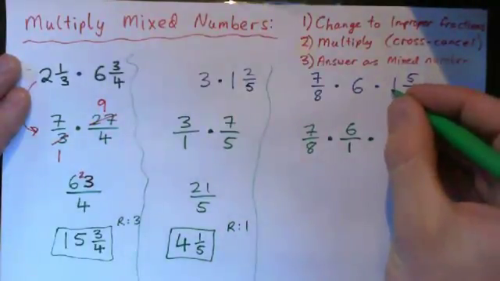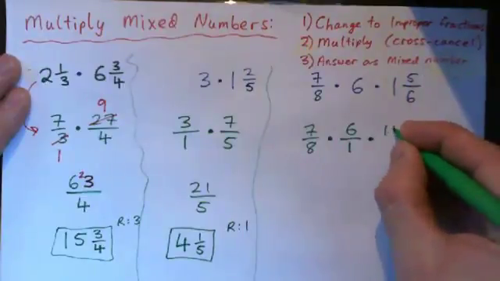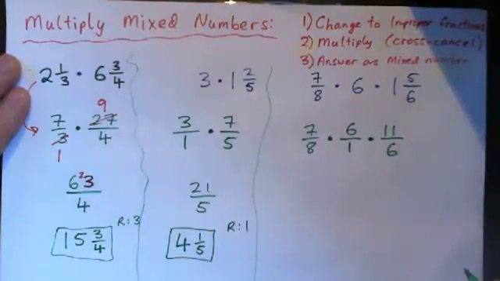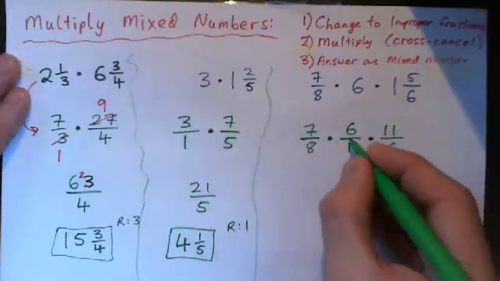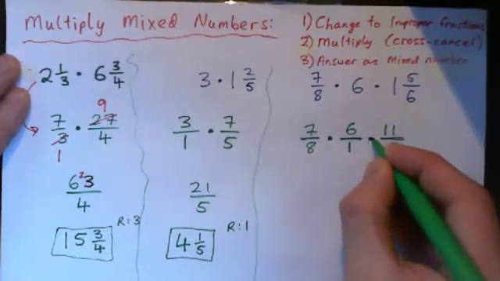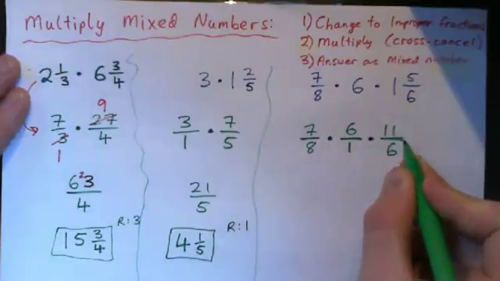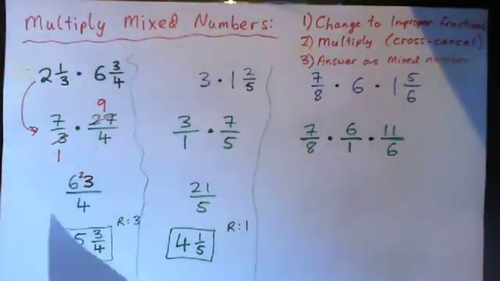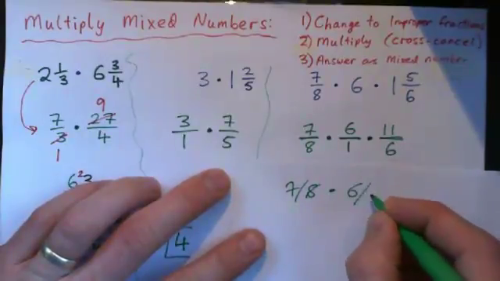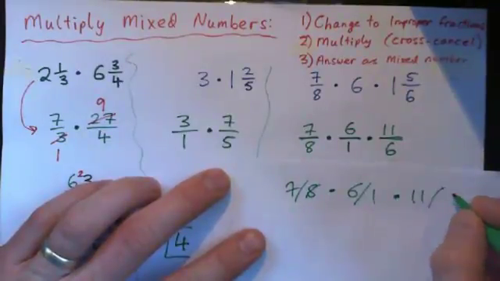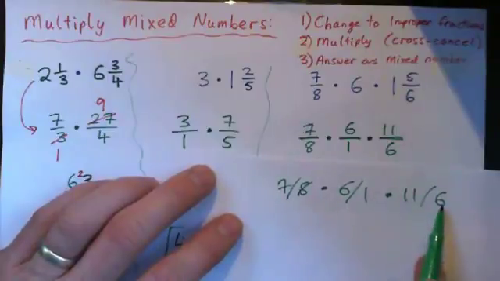So 6 times 1 is 6, 6 and 5 is 11. 11 over 6. Okay, does that make sense? So now remember, look, all these fraction bars are horizontal. They're straight across, and the dots are in line with them. You know, some students like to write these things as 7 over 8 times 6 over 1 times 11 over 6. Why is this a big mess?